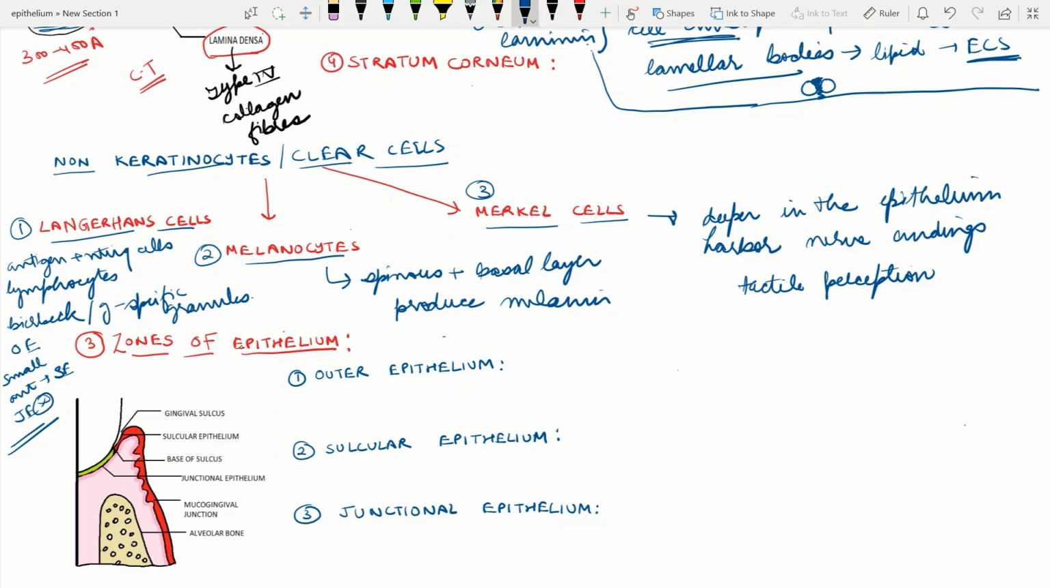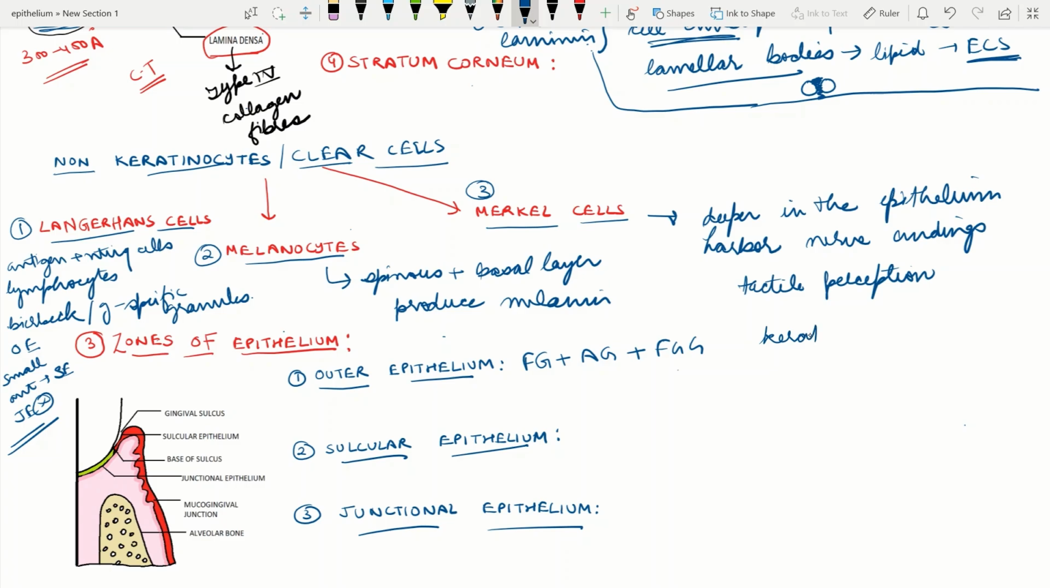Now coming to the 3 zones of epithelium. These 3 zones we have already discussed in the previous lecture. So let's revise it quickly. The 3 zones of epithelium were your outer epithelium, the sulcular epithelium, and the junctional epithelium. Now this outer epithelium is made up of free gingiva plus attached gingiva plus free gingival groove. As you see here, this is made up of your marginal gingiva, attached gingiva, and the free gingival groove.